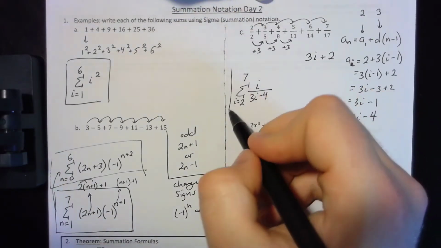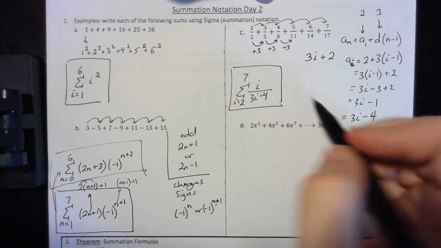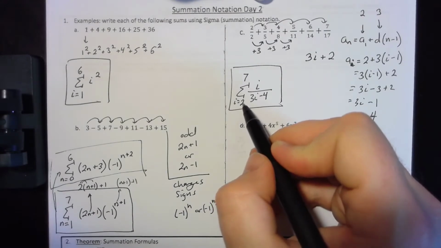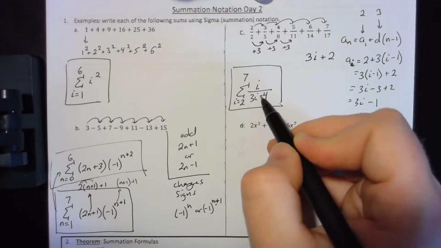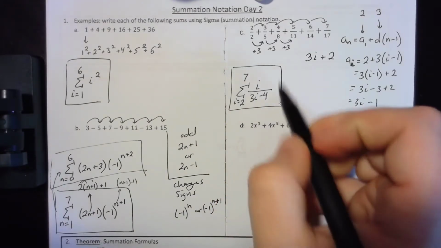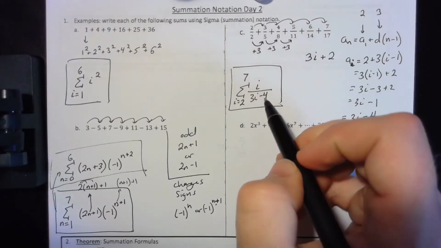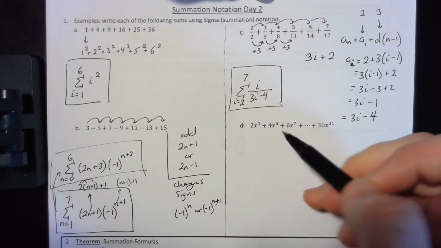Now again, this is not the only solution that would have worked for this example. I could have started at 1 or 0, and that would have changed this entire formula, but it would still come out to be the exact same summation, even if it's not the same sigma notation.